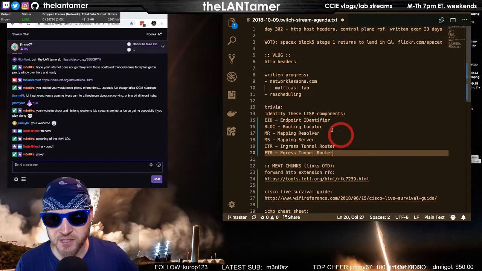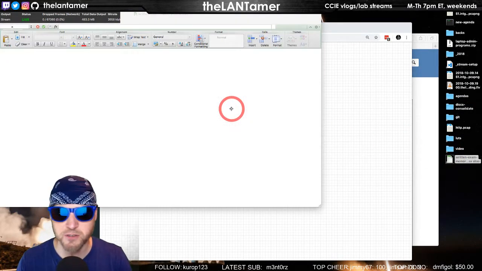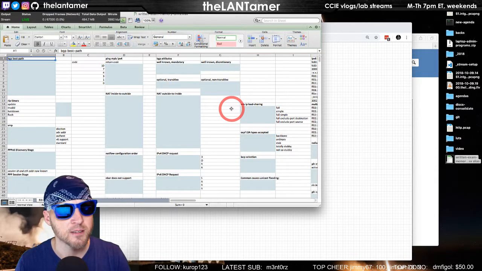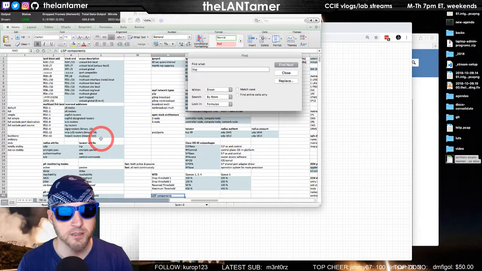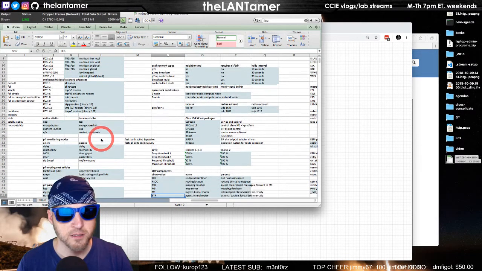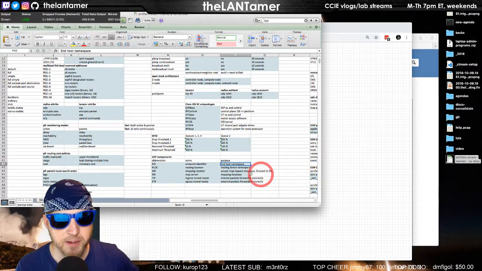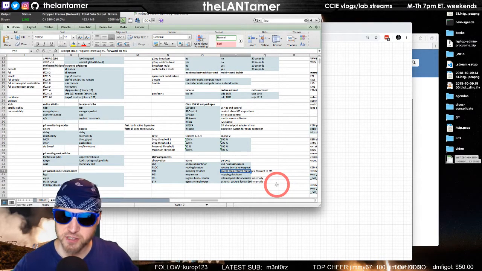Anyway, this is what these mean. And if you look in the sheet, I think there's a little bit of additional information in here. Let me go to the answers page here. Yeah, so EID is the end hosts that you're trying to reach. And routing locators are the routing device names. These are namespaces. Mapping resolver, this maps requests and forwards them to the mapping servers.